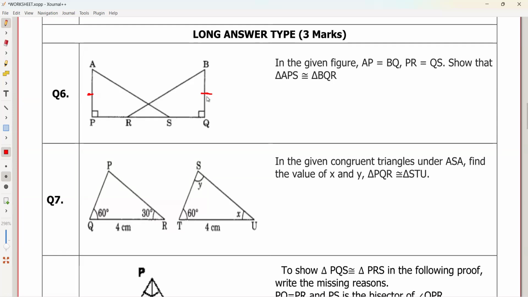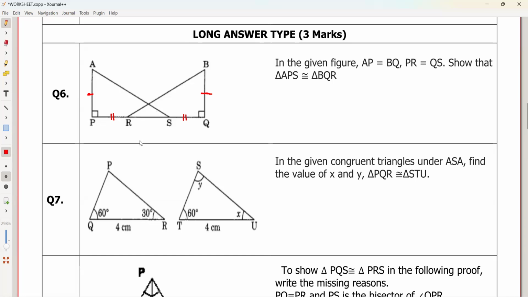Okay. It is given AP is equal to PQ. Next, PR is equal to QS. So we have to show that triangle APS is equal to triangle PQR. Which criteria can we say?